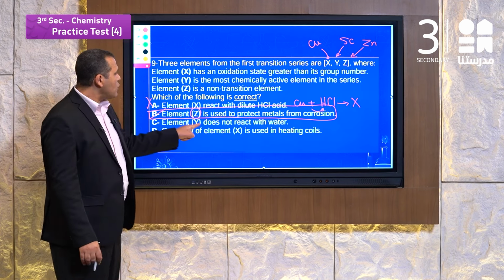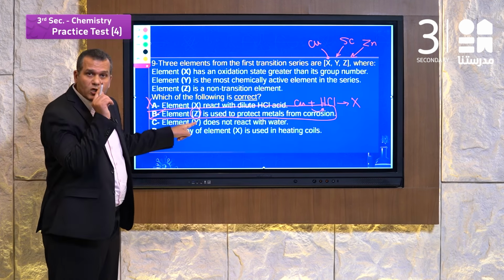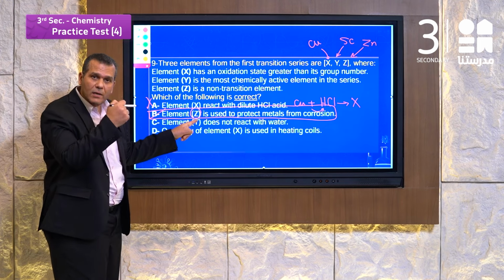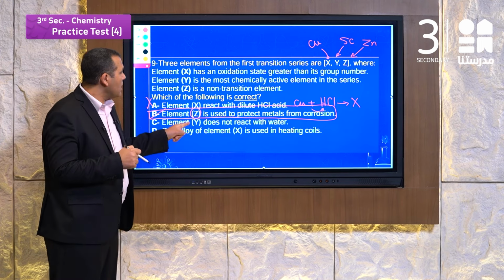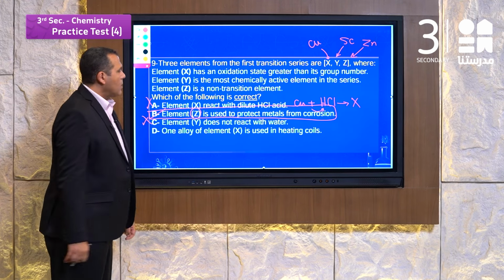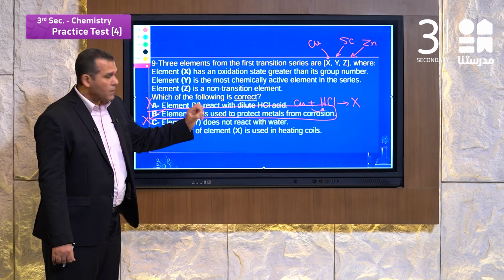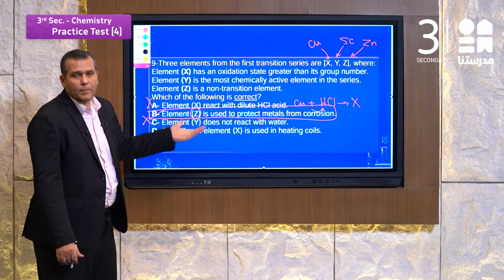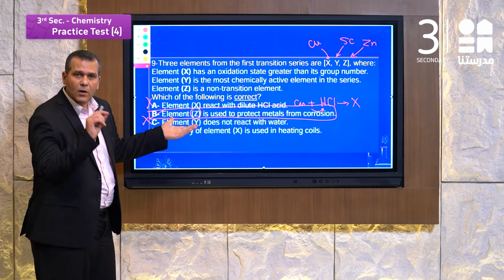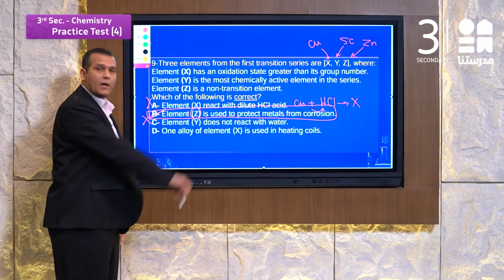Let's continue. Element Y doesn't react with water. Element Y, which is scandium, the most active element, reacts vigorously with water. It says it doesn't react with water. Wrong option. One alloy of element X, which is copper, is used in heating coils. No, copper is used in electric wires. So the correct answer is B. Okay.